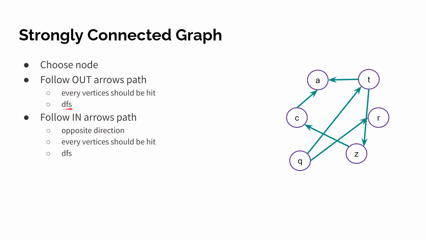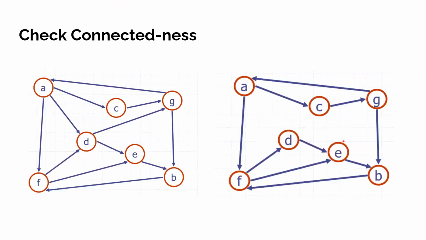The fancy way, algorithmically, that you would figure this out is by doing depth first search, which you will learn in a different video. If your depth first search hits every vertex, then you're good. And if your depth first search hits every vertex when you flip all the directions of all the edges, then you're good.